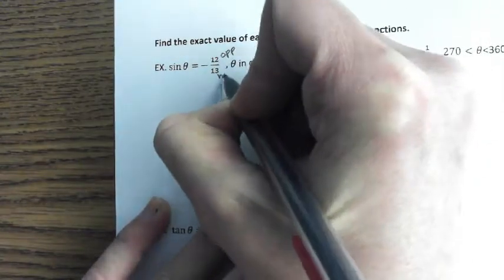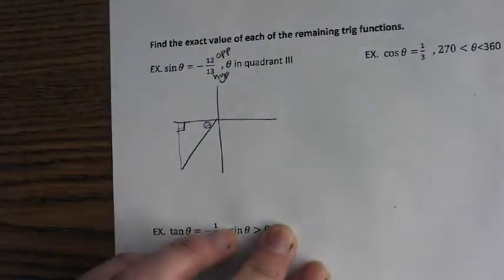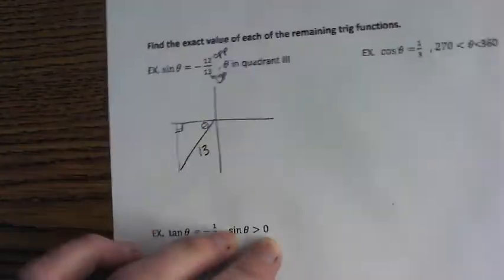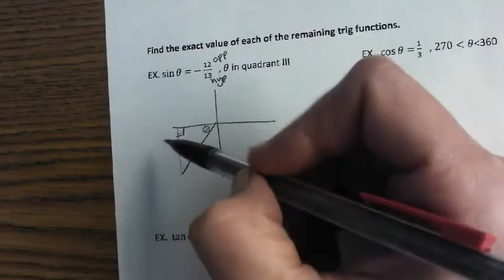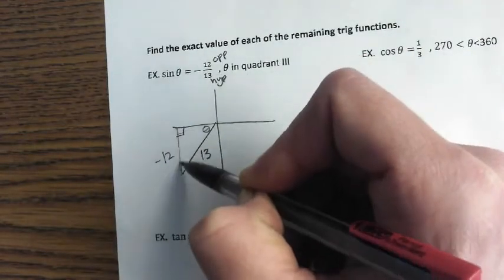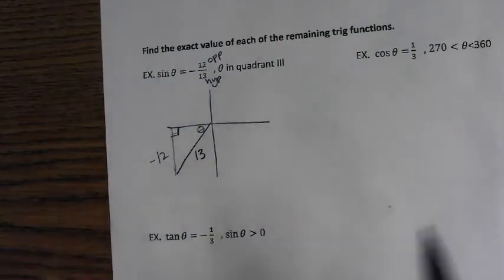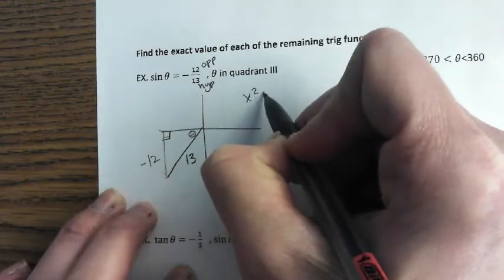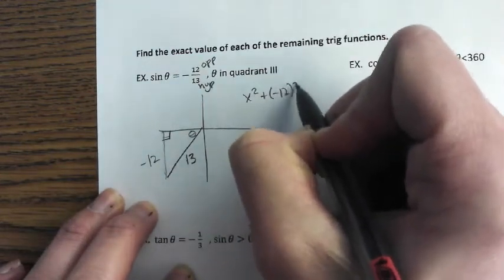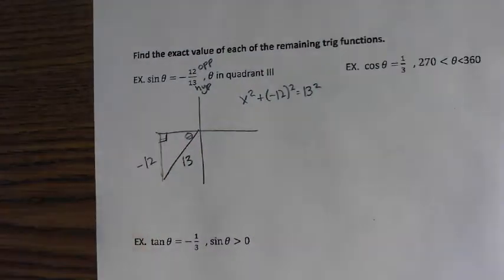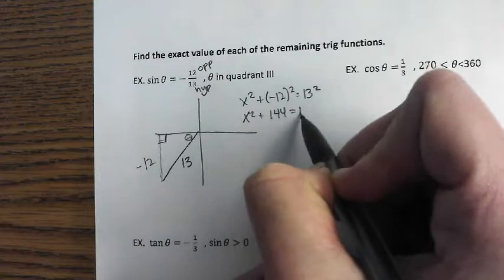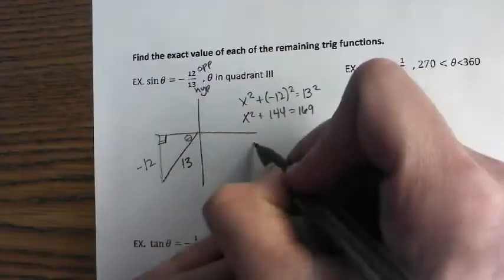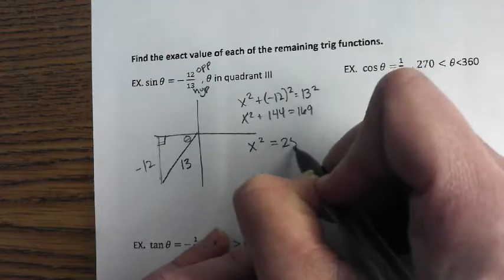Sine is opposite over hypotenuse. So the hypotenuse is 13, right? Never negative. The negative sign, therefore, must be going with the numerator, which is the opposite, which is here, negative 12. That makes sense because it's going down, yes? So we would do the Pythagorean theorem. So what squared plus negative 12 squared equals 13 squared? So this is 144, and this is 169. If you subtract your 144 over, you get 25.